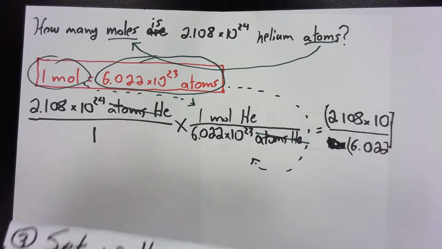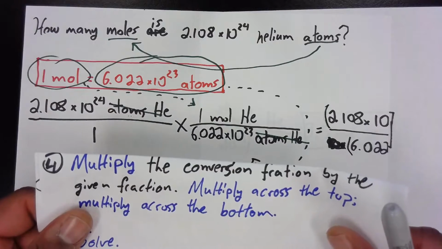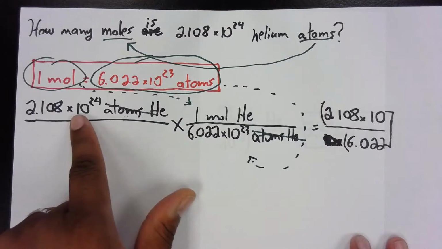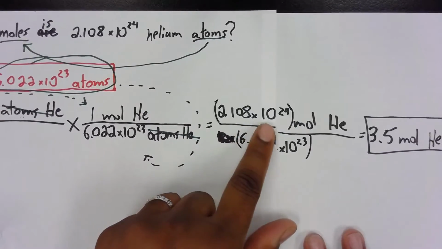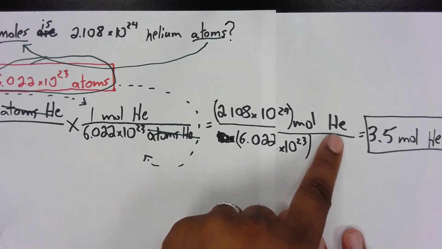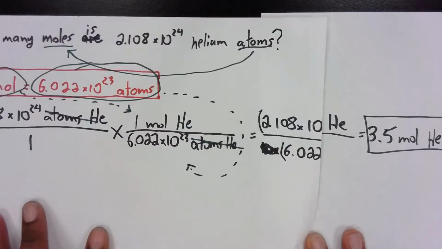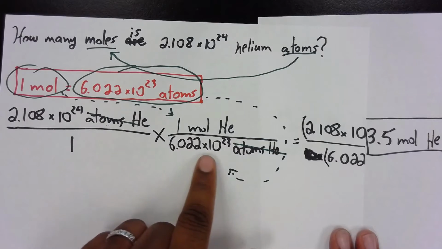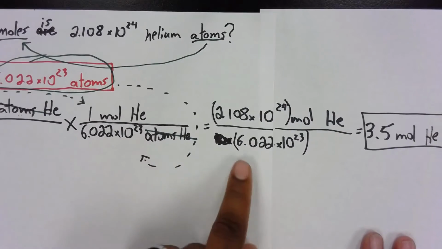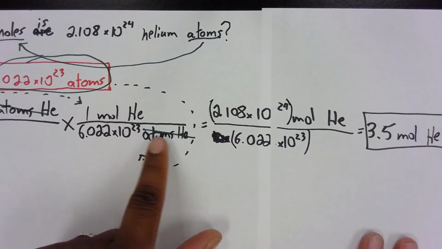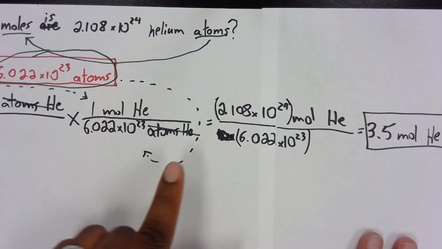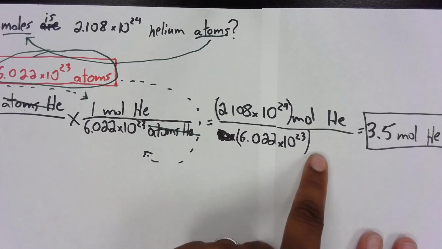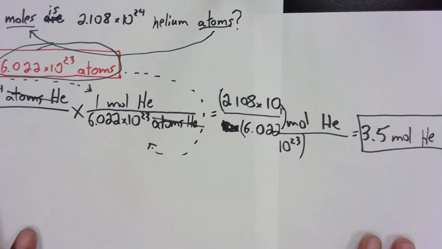And then after that, I just multiplied across. So 2.108 times 10 to the 24th times 1 equals 2.108 times 10 to the 24th moles of helium. Because this did not cancel, the moles are still there, and that's the unit we're looking for. And then across the bottom, I have 1 times 6.022 times 10 to the 23rd, which is equal to 6.022 times 10 to the 23rd. Notice, the atoms canceled out, so they don't go over here. And then when you finally do the math, that divided by that, you get 3.5 moles. Here we go.